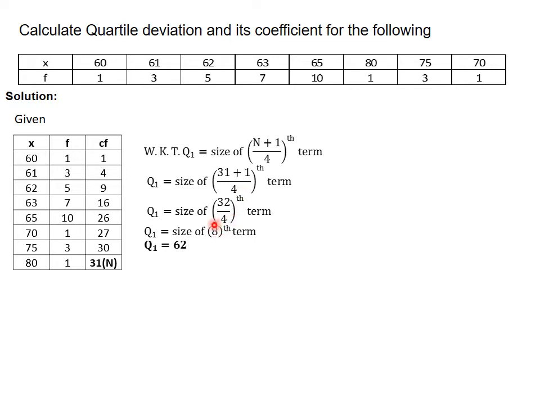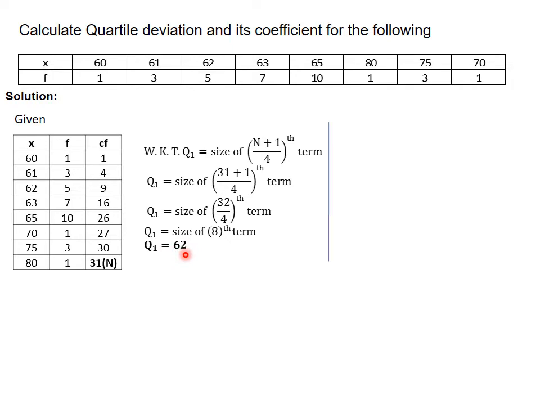Now we have to see 8 in CF. We have to see 8 in where? CF. So is the value 8 there or not? It is not there. So the next highest value after 8 is what? 9. So the corresponding x value of 9 is what? 62. Therefore Q1 is equal to 62.